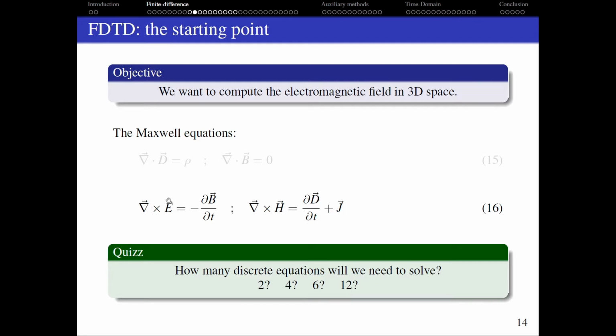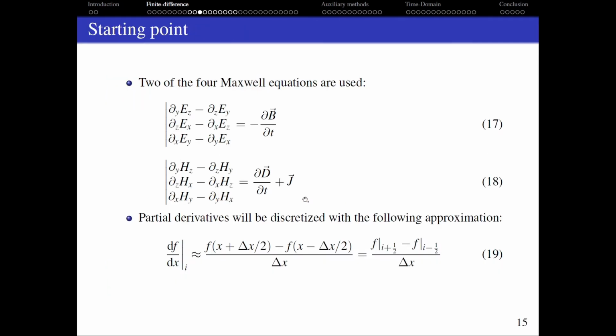Now, when we have this, how many equations do we actually need to solve? Since we are in 3D, we have 3 components per field, so we have actually 2 times 3, that's 6 equations in total.